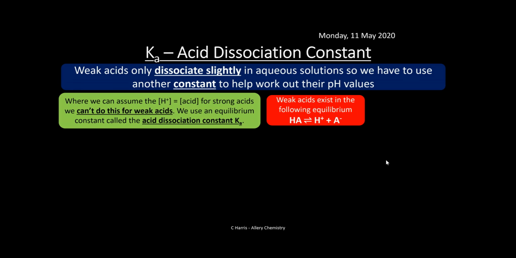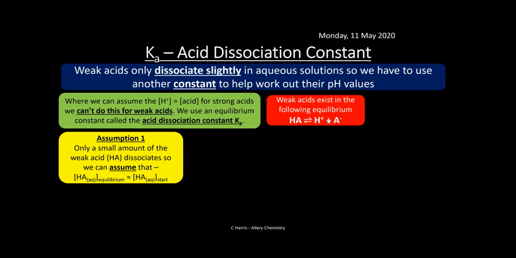So weak acids exist in this equilibrium here. With weak acids, the equilibrium lies well over to the left. So you've got loads of HA, your weak acid molecules, and you don't have many of the dissociated ions at all. So we're going to come up with a few assumptions here, because this will help us to calculate things. So we need to know these assumptions.